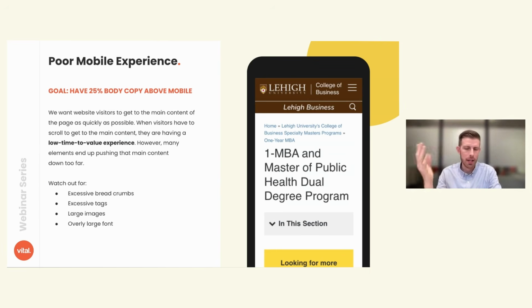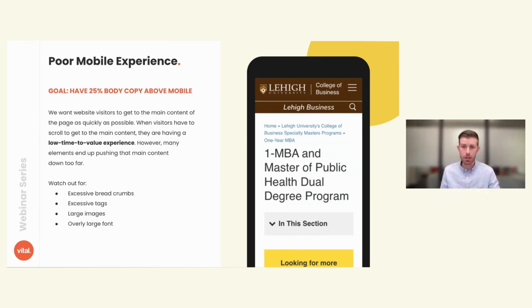And this happens a lot. Again, it's a responsive issue where responsive designs collapse, and it worked on desktop, but it doesn't work so well on mobile. Here, I don't need the breadcrumbs, right? Get rid of the breadcrumbs. I could shrink that font significantly. This section could be much smaller. What I want to do is pull up the body content above the fold.